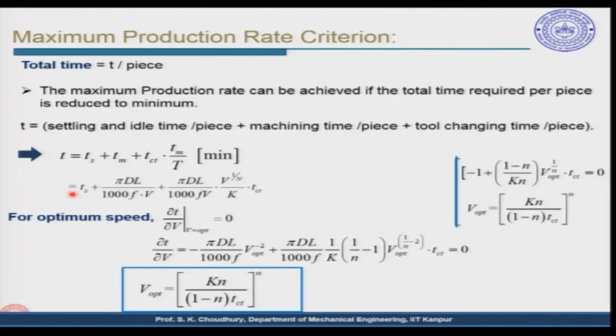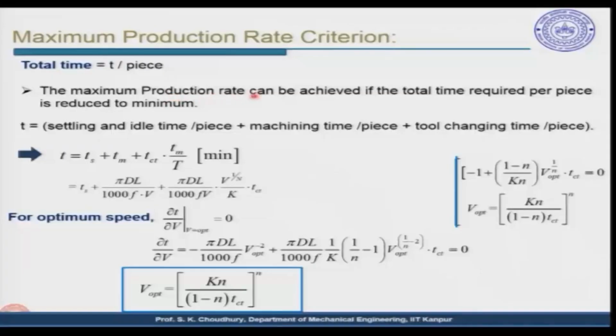Let us see the next criteria, which is the maximum production rate criteria. That means, here also we will take only the velocity component, and we will see what will be the value of the optimum velocity at which the production rate can be maximum. Now, to have the production rate maximum, you know that the time taken to produce that part should be minimum. So, the idea is that we will sum up all the times which are taken for fabricating that part, and we will minimize that time, so that the production rate could be maximum. So, let us do that.